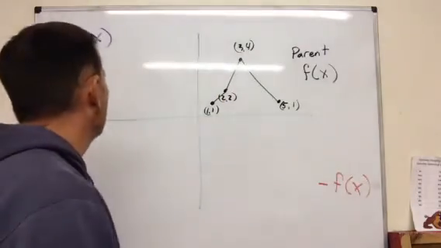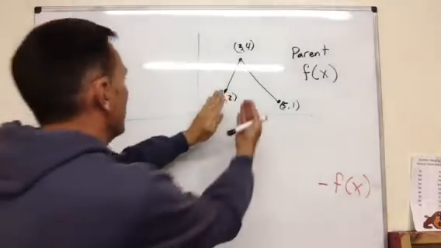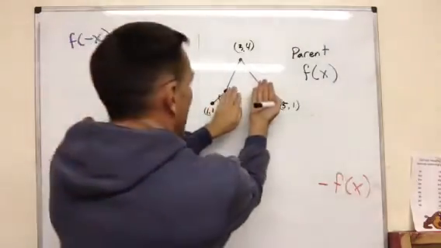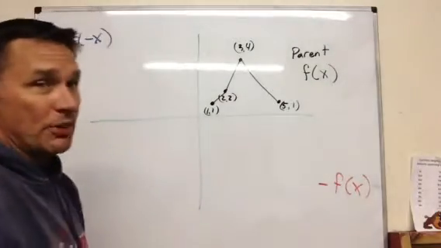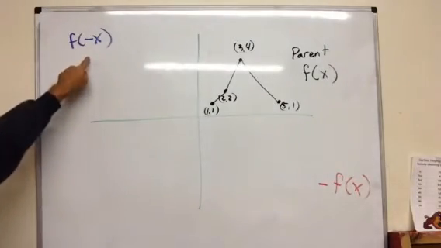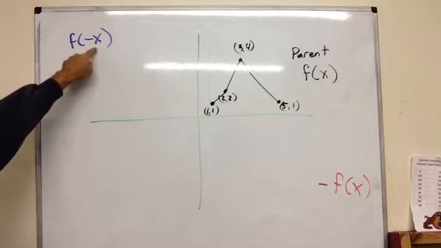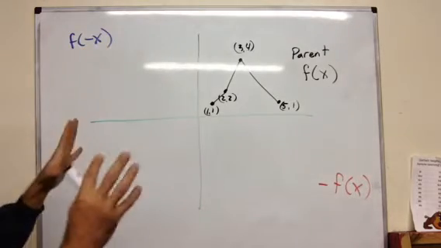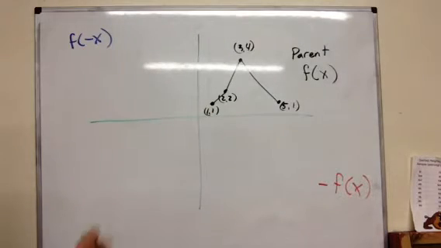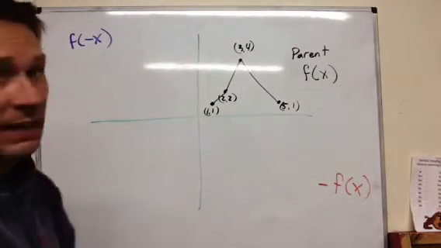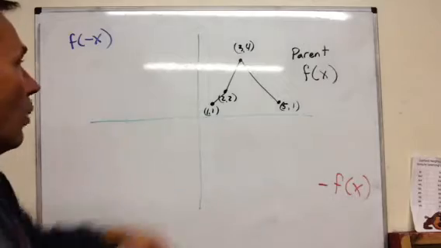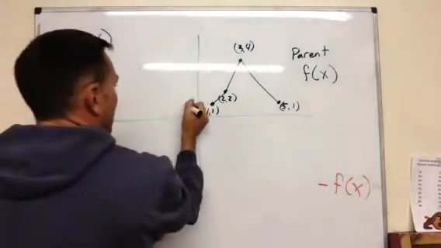Now, if I want to flip it across the y-axis, it's like we're just taking it and putting it over here. We would represent it with f of negative x. That's how we would change our function. This would now become g of x equals f of negative x. What happens here? This comes over here.